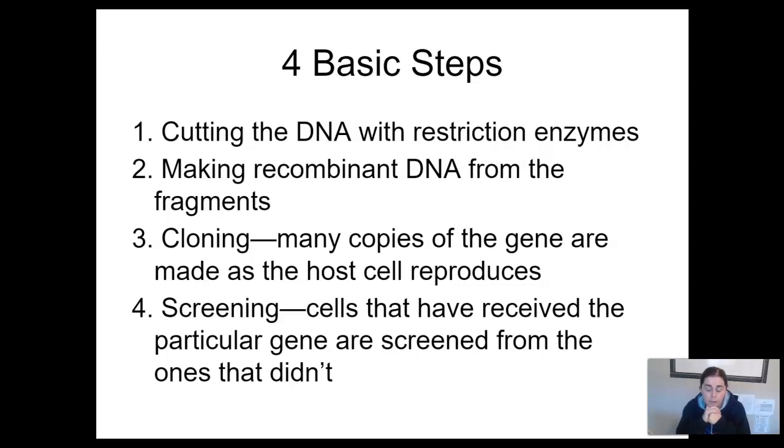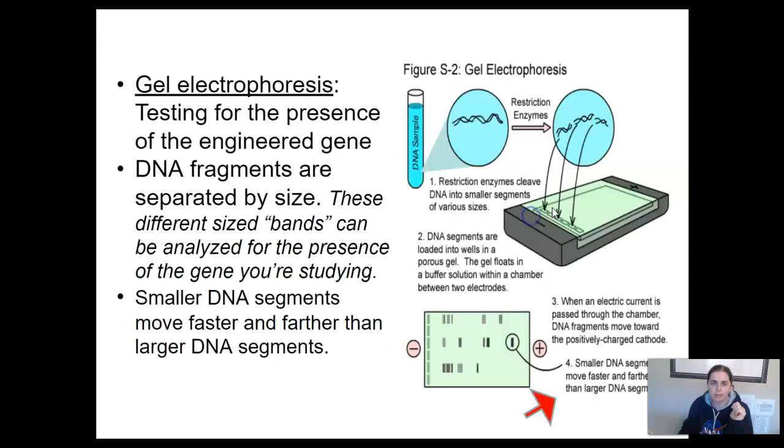Then you have to clone them. You want to get as many copies of that as you can, or that you need for whatever the purpose of your process is. So you cut it, you make your recombinant DNA, then you clone it so you get lots of copies of it, and then you have to screen it. Cells that have received the particular gene are screened from the ones that didn't to make sure that it's in there correctly and that there's not any issues happening with that. Okay? So cutting, making recombinant DNA, cloning, and then screening are our four main steps.